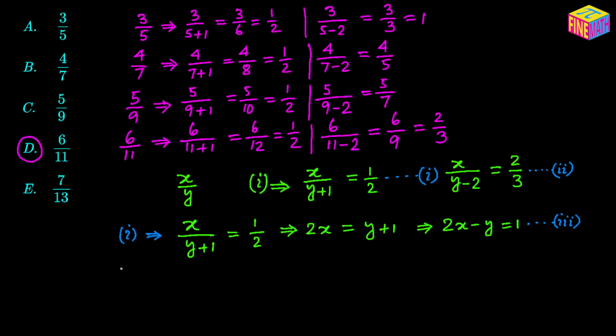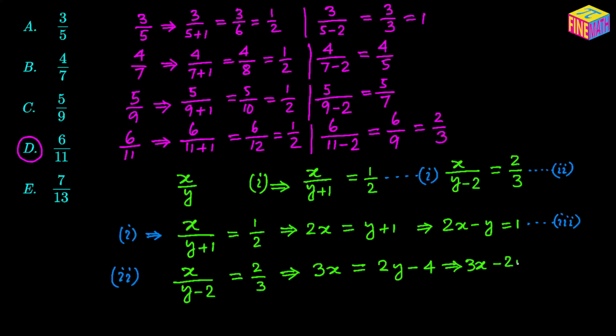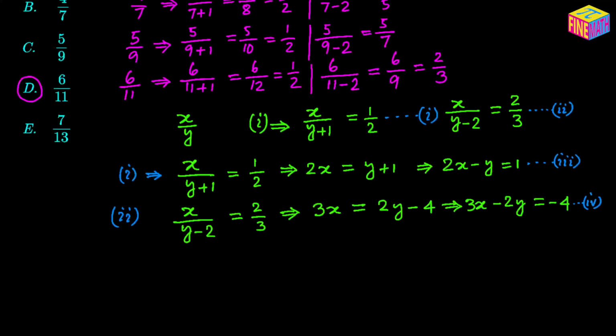And then from equation 2, what do we get? Equation 2 says that x over y minus 2 is equal to 2/3, and from here if we cross multiply, that would be 3 times x, and on the right hand side it would be 2 times y minus 4, and if we bring the y term to the left hand side, then we're going to have 3 times x minus 2 times y is equal to -4. And let's suppose this is our equation number 4. So now we have to solve equation number 3 and 4 to find the values of x and y, right? So let's quickly solve them.